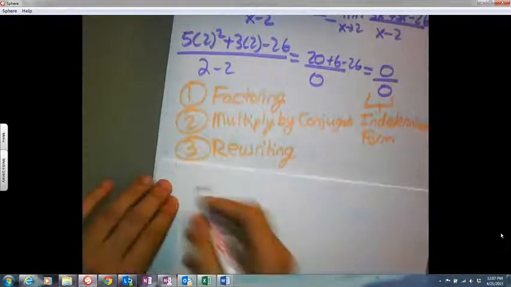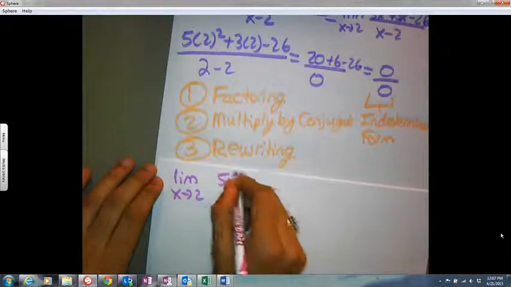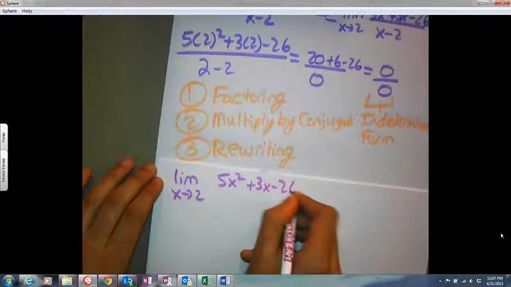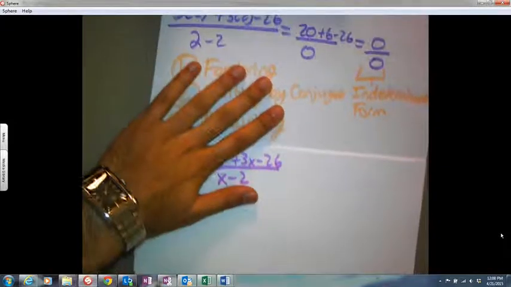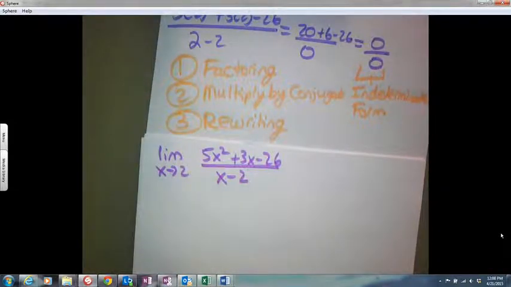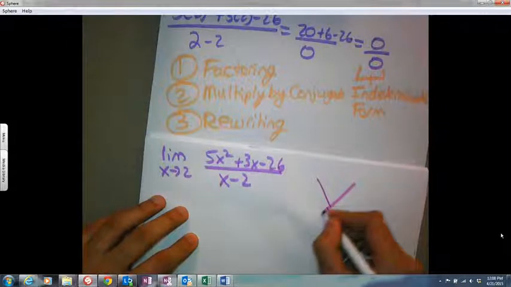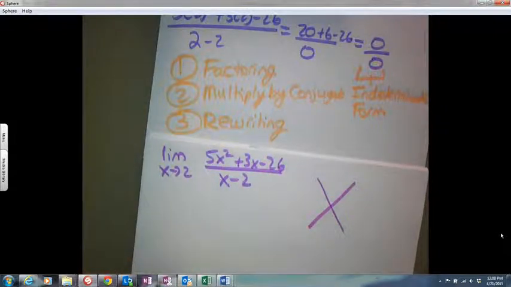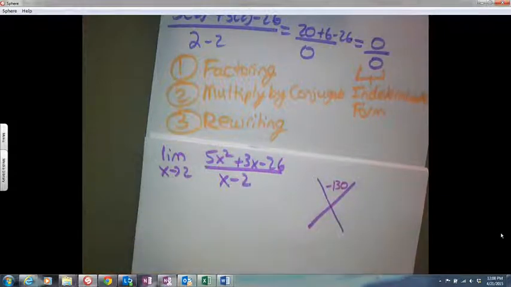Limit as x goes to 2, 5x squared plus 3x minus 26 over x minus 2. All right. So Brianna, how am I going to factor the top? Do you have a sense of what you want to try? Okay. Cynthia, what goes on the top of the box? I can be the calculator if you tell me what to punch in. Okay, good. So negative 130. And what goes on the bottom, Cynthia?